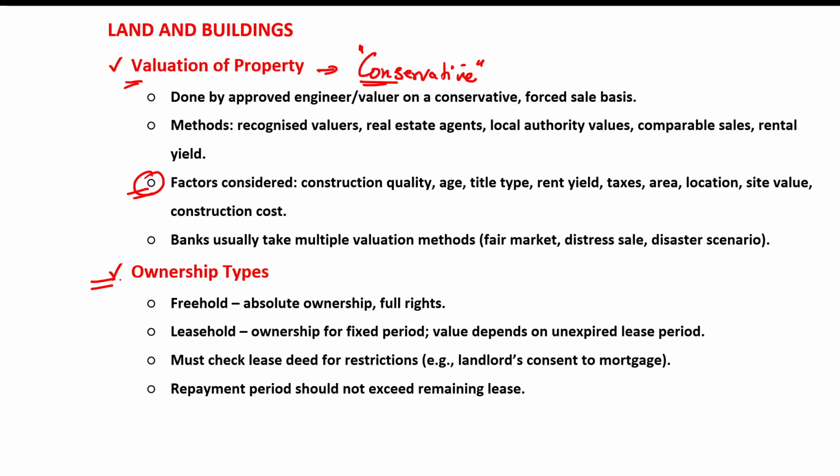Ownership types: particularly we have freehold and leasehold. Freehold is where the owner has full permanent right over the land. It is easier and more secure for the bank. Then we have leasehold, where the property is owned only for a lease period, say 99 years. This is prevalent in states like Uttar Pradesh. So value depends on how much lease is left. The bank checks the lease deed carefully to ensure there are no restrictions like requiring the landlord's consent to mortgage, or loan repayment going beyond the unexpired lease period.